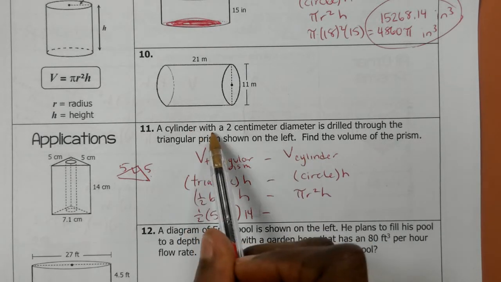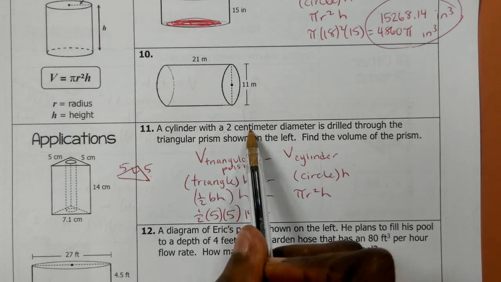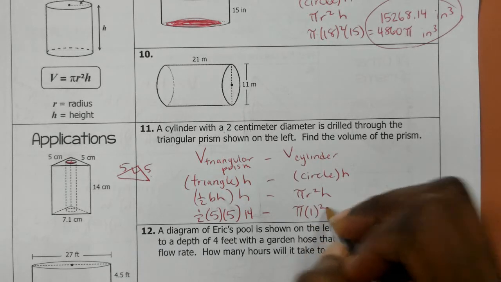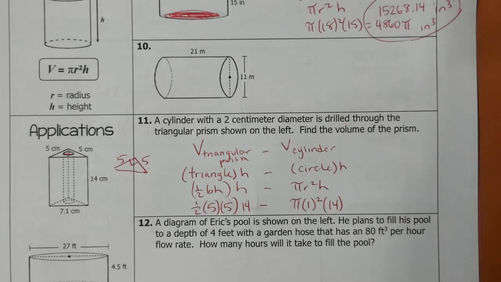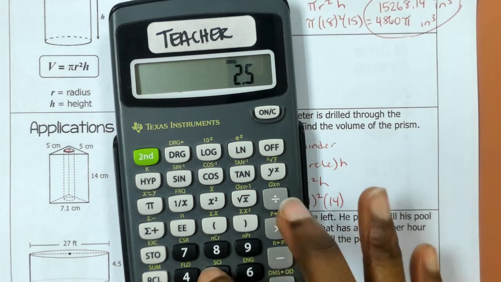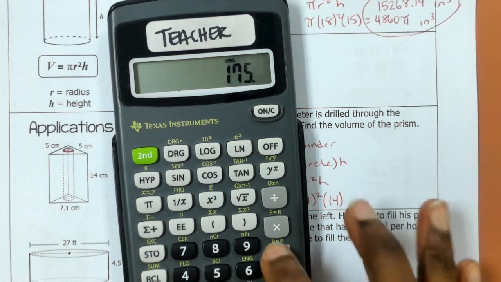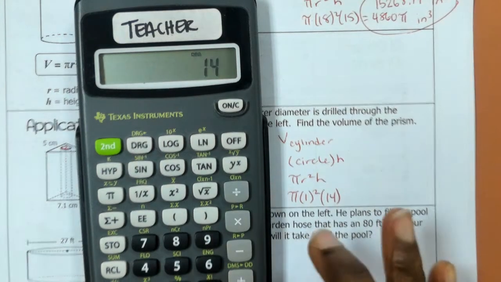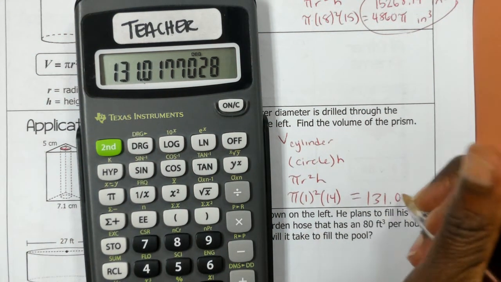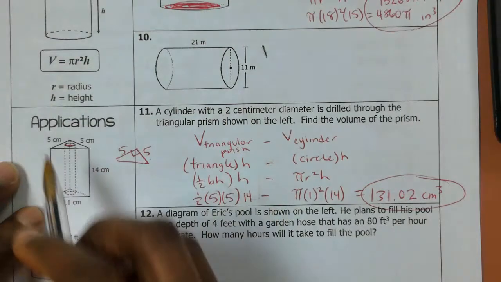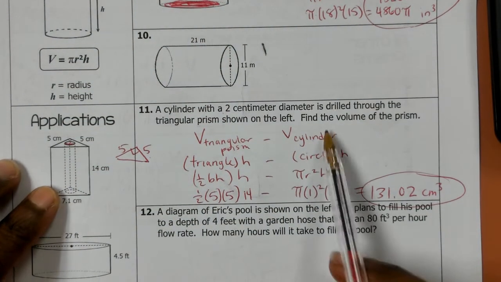Okay, for the circle, for the cylinder, it tells us 2 is the diameter, which means the radius is half of that, or 1. And then we just go to our calculator. So 0.5 times 5 times 5 times 14 minus pi times 1 squared times 14. So our answer is 131.02, and it's centimeters cubed. That would be the volume of the triangular prism without the cylinder. Without means taking out or subtracting out the cylinder.